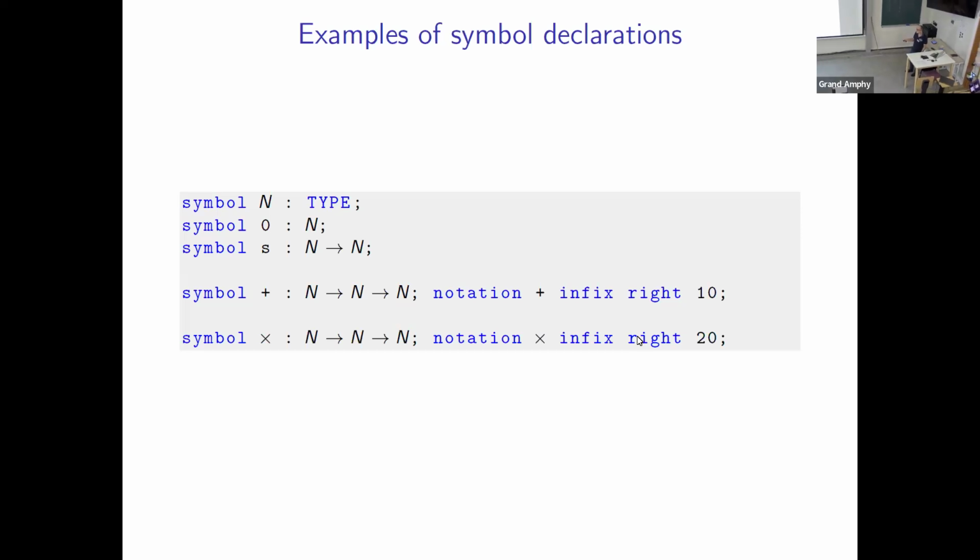So let's see some very simple examples. If you want to represent the type N of natural numbers, you have a constructor 0. So you declare the type N, you declare a symbol N of type big type. And then the constructor 0 and successor, and you give the types.